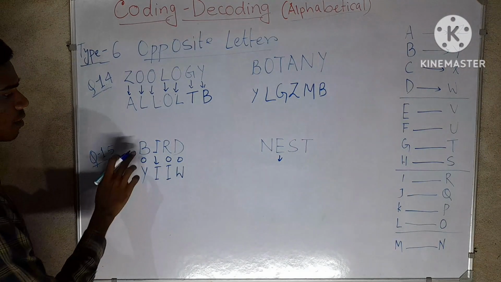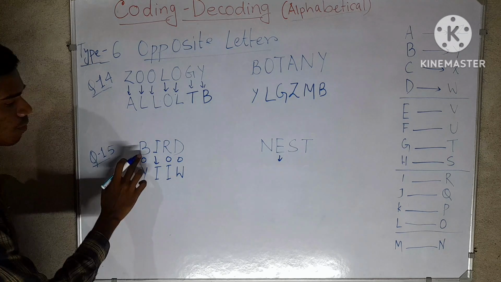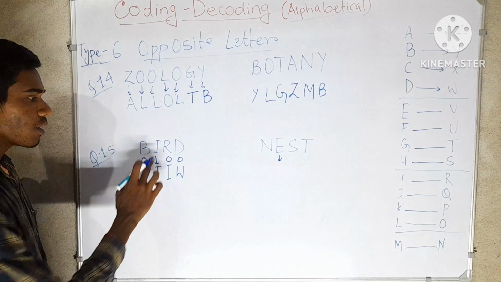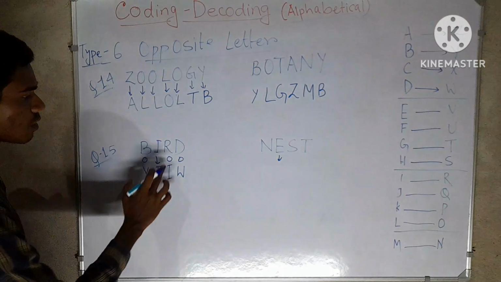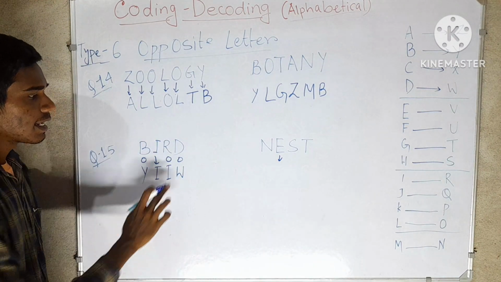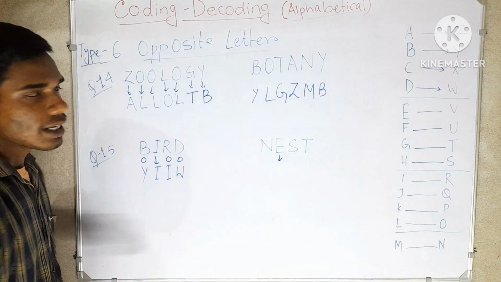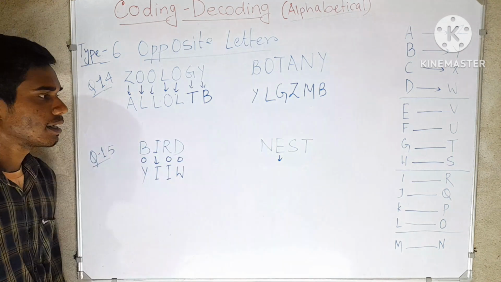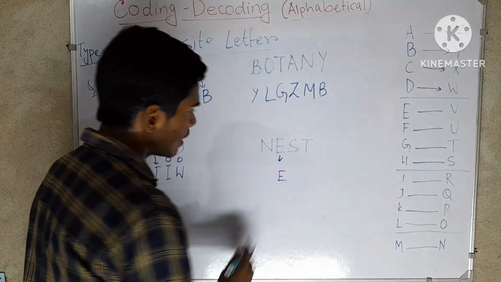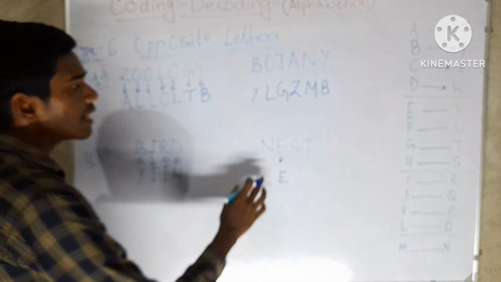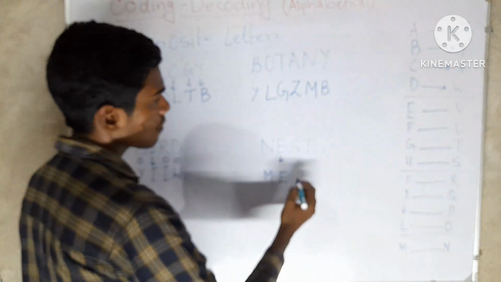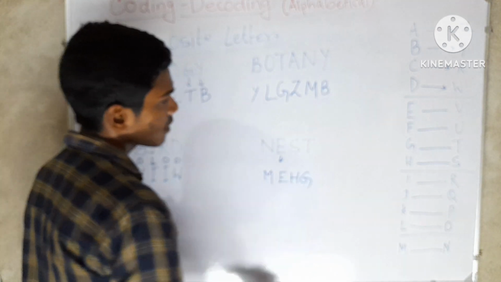If bird is coded as YIIW, the opposite letter of B is Y. I remains the same because it is a vowel, and consonants are replaced by their opposite letters. The opposite letter of R is I. The opposite letter of D is W. In the same way, what is the code for next? The code for next will be E remains the same in the same place, and the opposite letter of N is M. The opposite letter of S is H. And that of T is G.